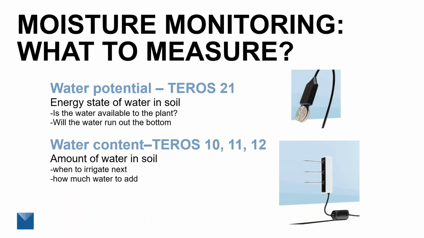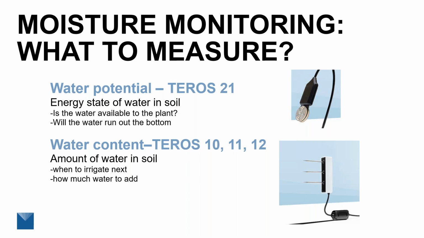The next step is to choose a soil moisture monitoring method. We can measure either water content or water potential, and both are important for irrigation management. The water content tells us how much water is in the soil and how much has gone out of it. The water potential tells us whether the water is available to the crop and whether water will run out the bottom of the soil. Whichever one we have, we usually need to infer the other one for our overall measurements.